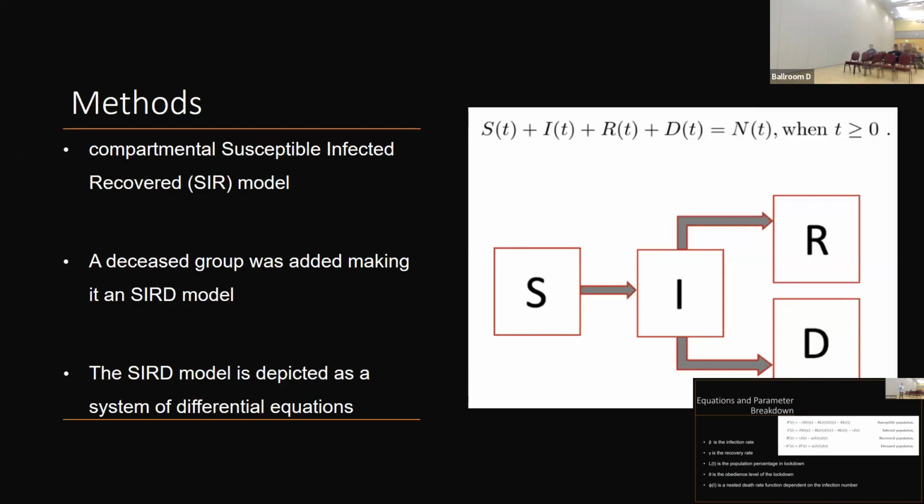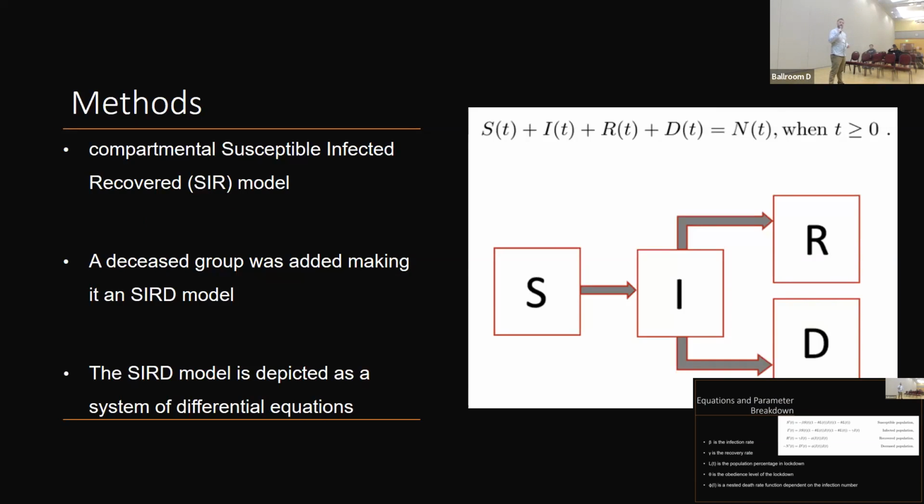L is dependent on time and is the population percentage under lockdown. And again, I said that would be between 0 and 70% throughout my model. Theta is the obedience level of the lockdown. I have adjusted that in my research quite a bit to look at different outcomes under different obedience levels. But for the sake of time in this presentation, I will be assuming theta is 50%. So across the board, 50% of our population is abiding by the lockdown.